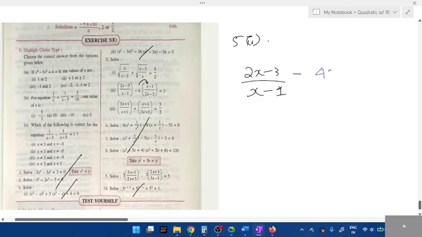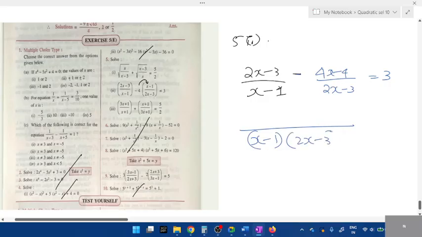Just multiply 4. 4x minus 4 divided by. Did I multiply the 4 minus? No, right? Now denominators are different, students. x minus 1 into 2x minus 3. It's a very lengthy question. For the board exam, they don't give such a lengthy one. This is just for you all to practice.